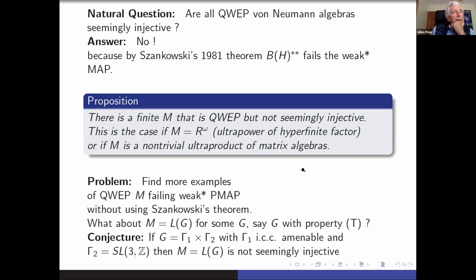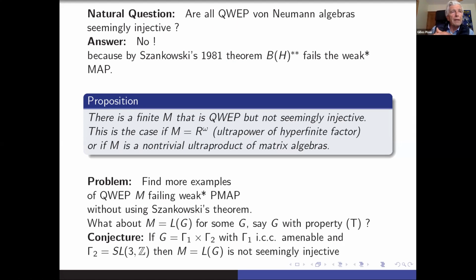Yes, and so I sort of jumped over the statement which maybe you read. So the inconvenient of B of H double star is that, of course, that's not a finite von Neumann algebra, but as most of you know, there is a procedure that comes from the Tomita-Takesaki theory that allows to reduce many questions about general von Neumann algebras just to the finite case.